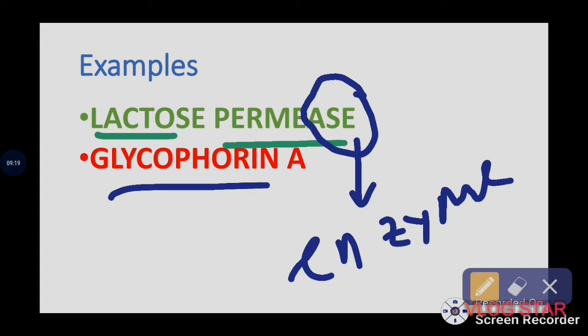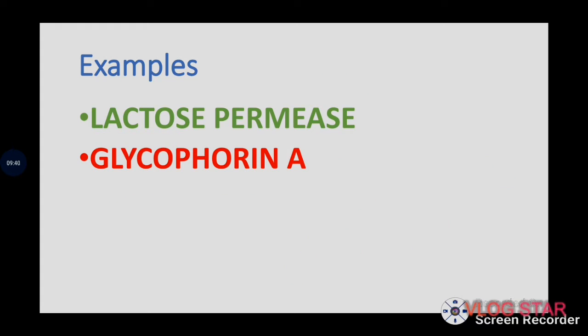And there is another transmembrane protein, that is glycophorin A. Glycophorin A and lactose permease, you have to understand and remember these two examples as very important examples of transmembrane proteins. There are aquaporins also that are very important, that carry water molecules through them. Aqua means water, so water carrying channels are there that are also transmembrane proteins, embedded in the cell membranes.